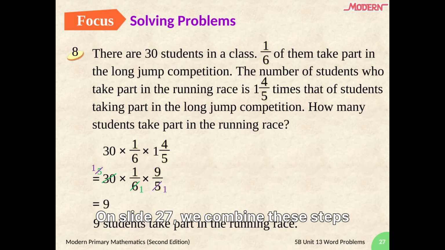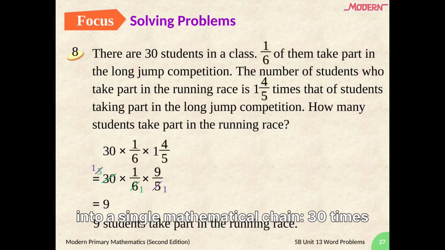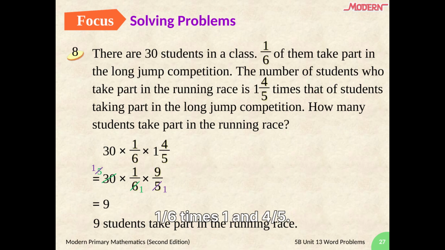On slide 27, we combine these steps into a single mathematical chain. 30 times 1/6 times 1 and 4/5. First, convert 1 and 4/5 to 9/5. Now, look for global reduction. 30 divided by 6 is 5. That 5 in the numerator then perfectly cancels out with the 5 in the denominator of our second fraction. We are left with just 9.